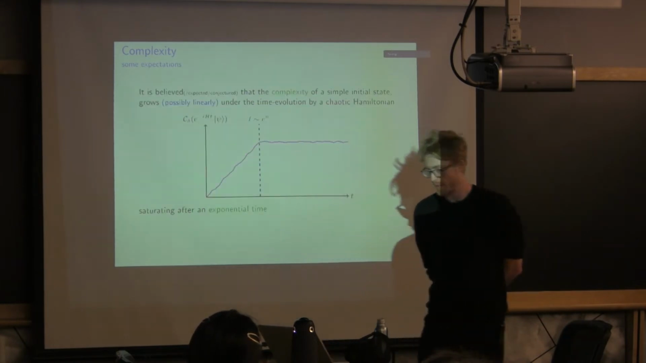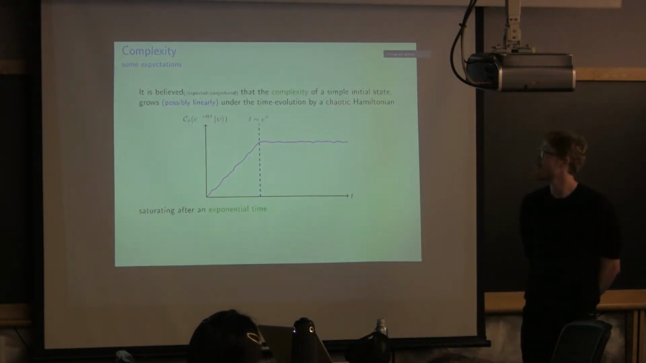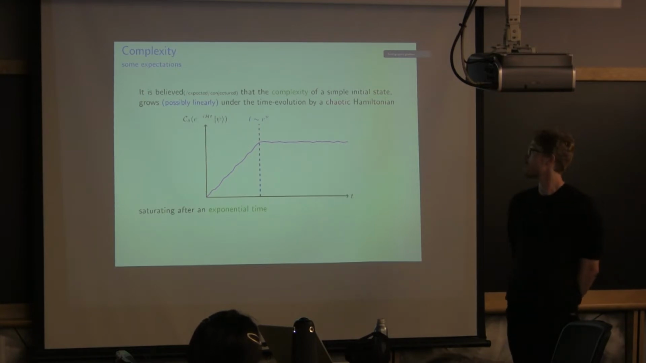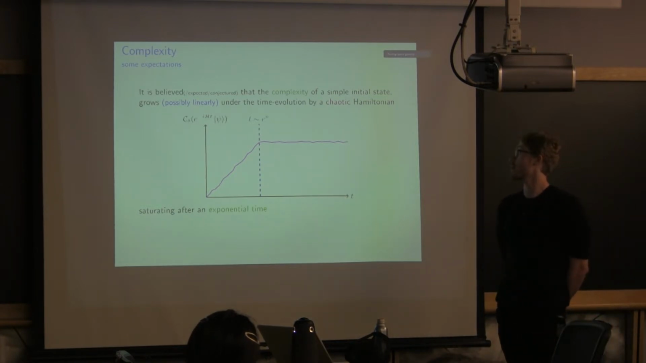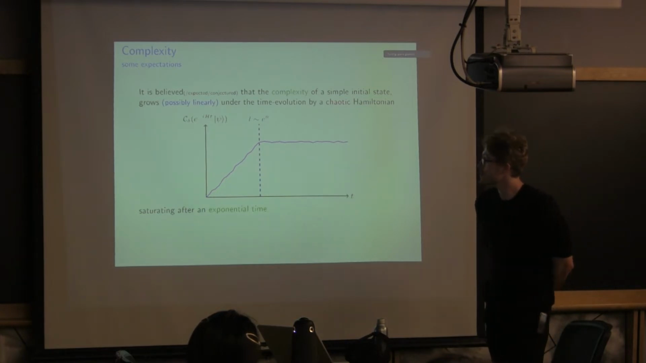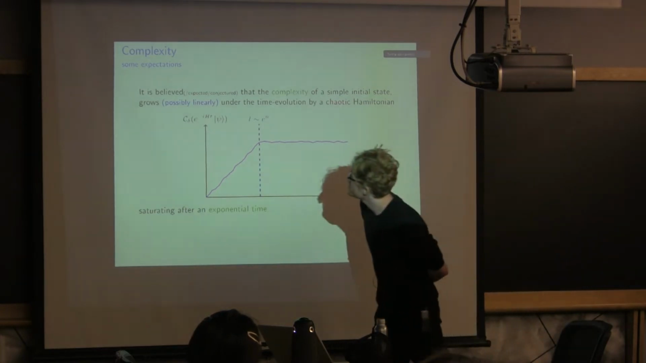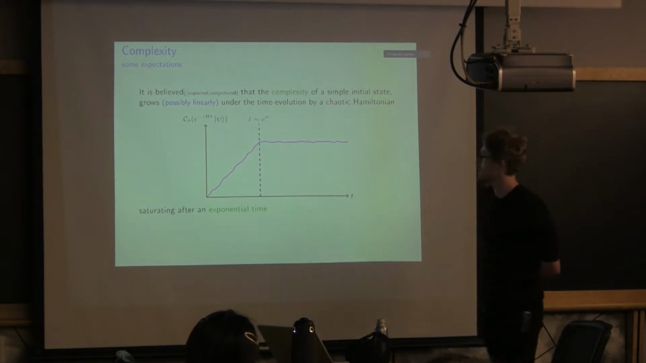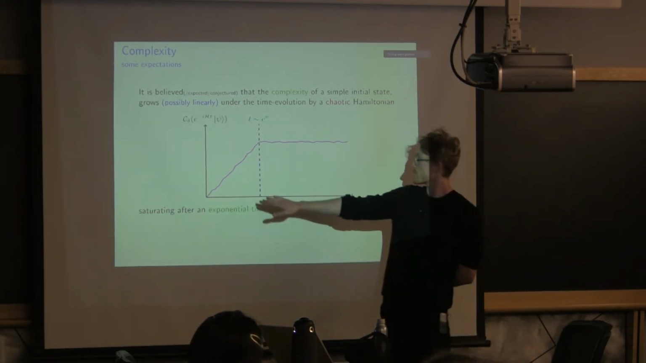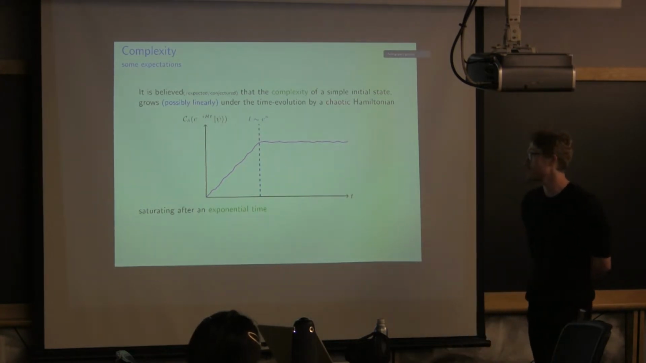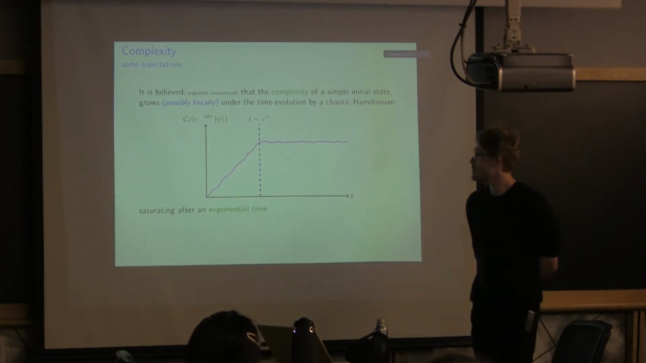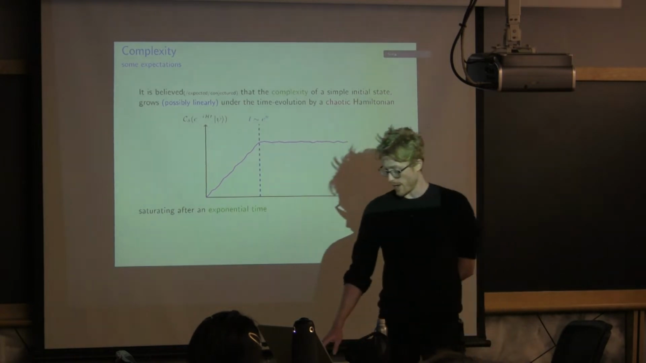Okay. So it's conjectured that the complexity of a simple initial state, say some unentangled product state, grows possibly linearly under time evolution by a chaotic Hamiltonian, where you get this e to the negative iHt. This is a linear growth for an exponentially long time, up to a time which is exponential in the number of degrees of freedom. So we grow linearly up to a time which is like e to the n, after which we saturate.